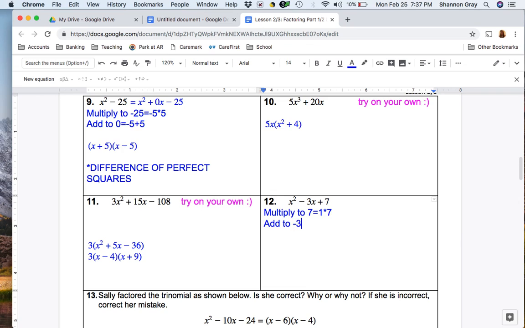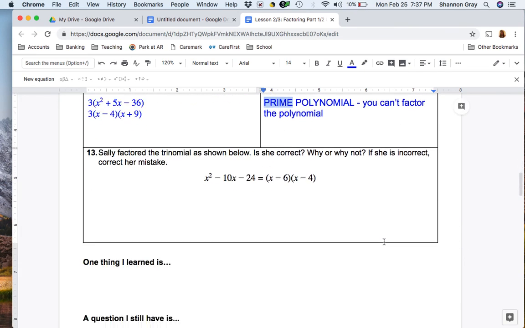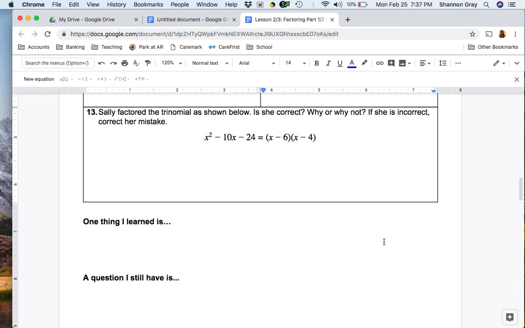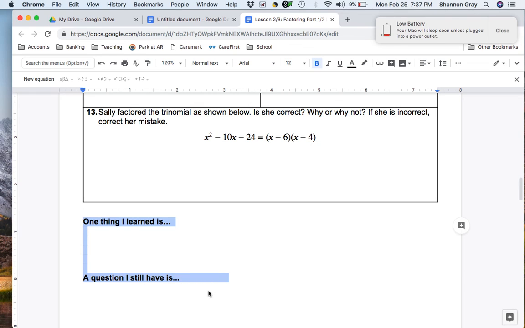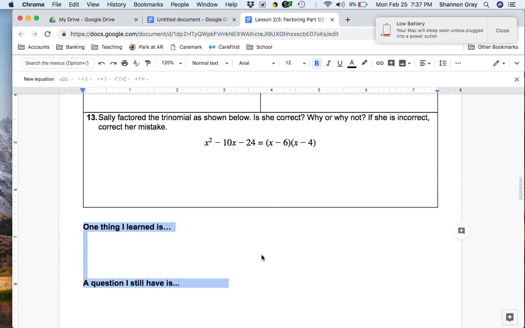So what we call this right here is a prime polynomial. That is when you can't factor the polynomial. You will see examples of that where you can't factor it and you just have to call it prime, and that's fine. So go ahead. You're going to answer this question about Sally, in complete sentences, and then remember, in order to get full credit, you need to finish these two sentences. We will not do lesson 3 in this video. We'll do that next.